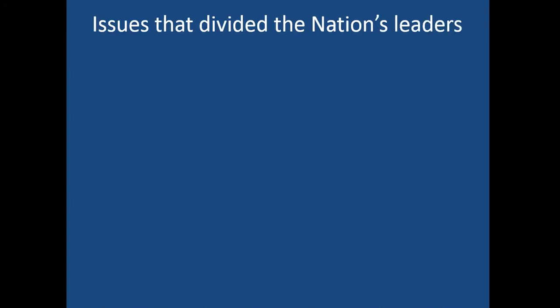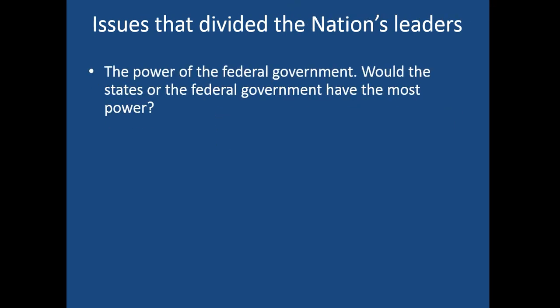Issues that divided the nation's leaders. Well, what divided them? Of course, the power of the federal government. How much power should it have? Would the states or the federal government have the most power? Because in the Articles of Confederation, the states have all the power, and that's not working out too well to stop rebellions or to pay debt. It's difficult.